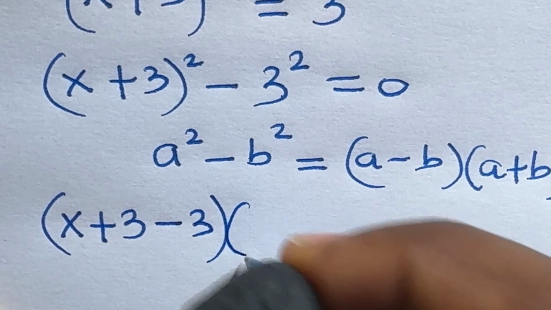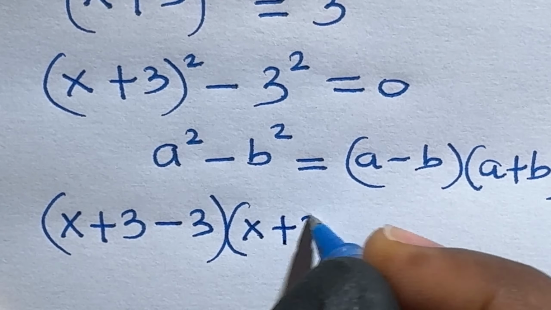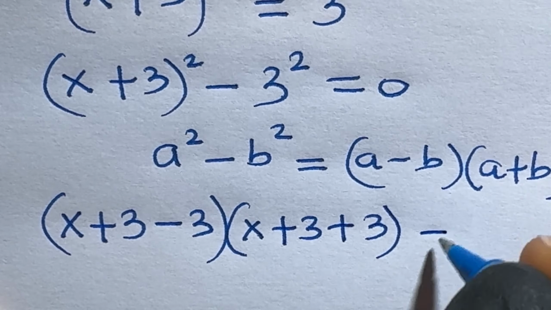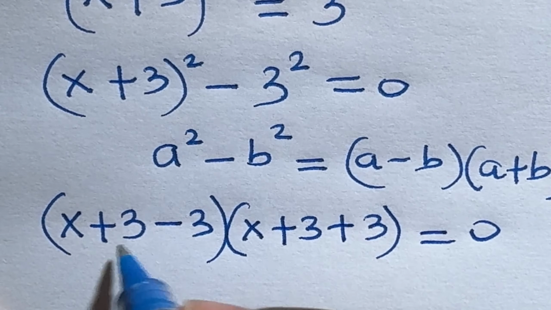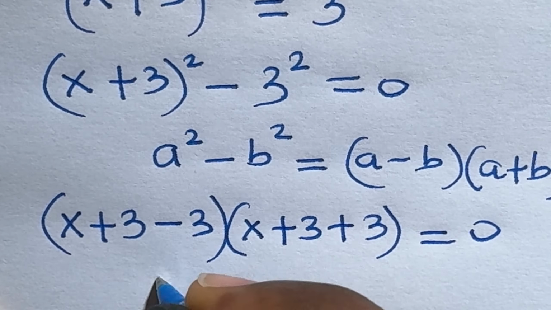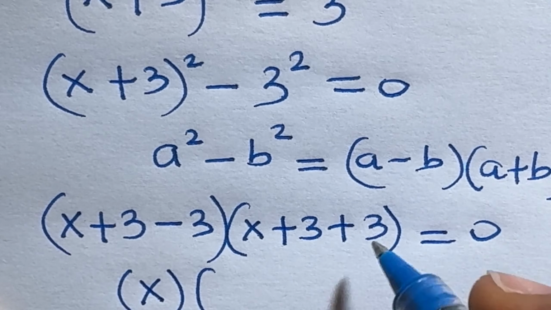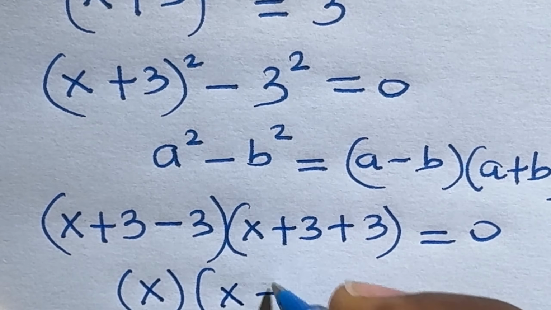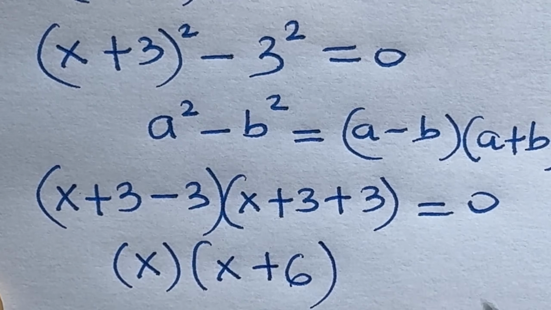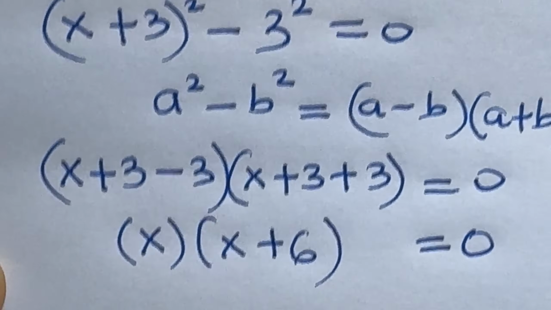And then x + 3, then plus 3 equal to 0. From the first bracket, 3 minus 3 is 0, so I have x. And then from the second bracket, 3 plus 3 is 6, so I have x + 6. Leading back to something similar to what we did in the first method.